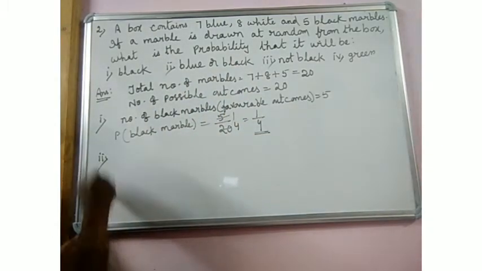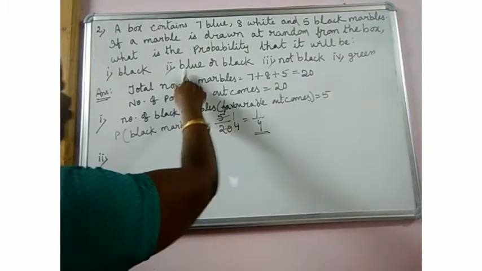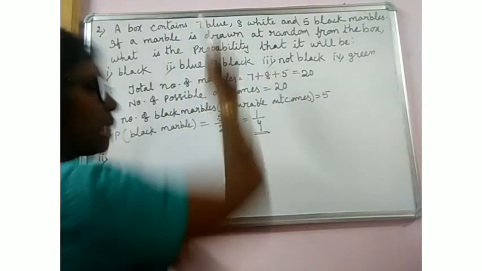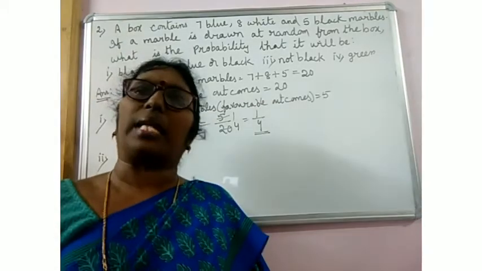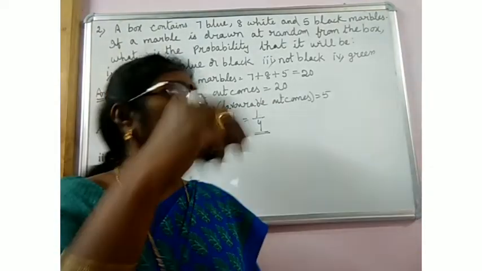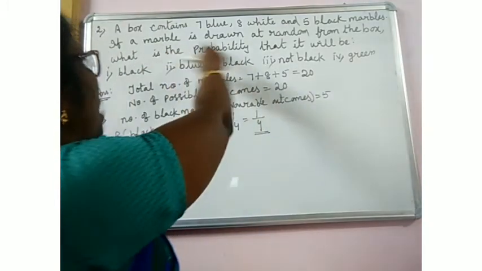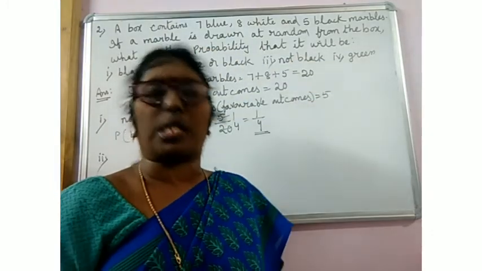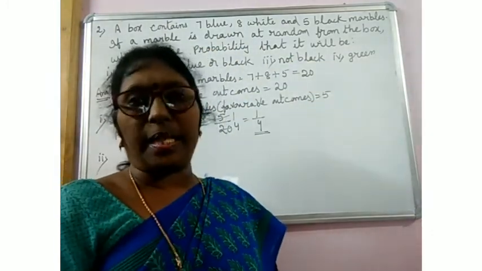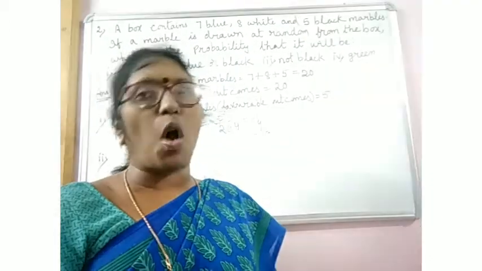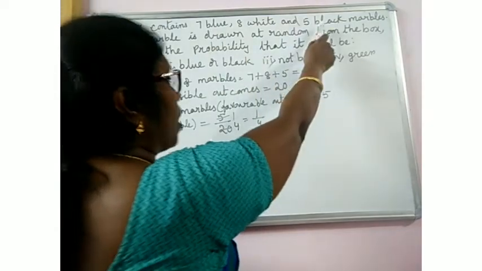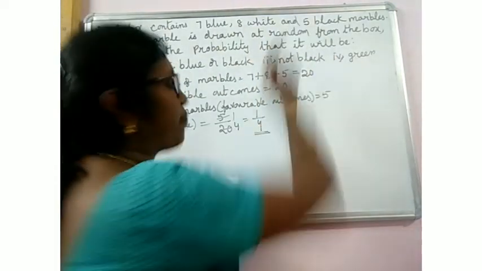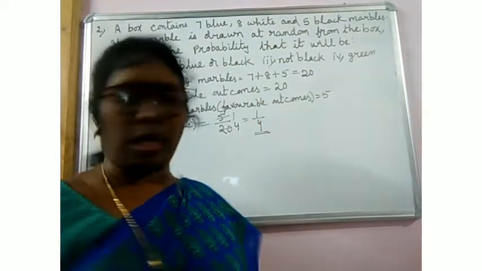Now your second bit is blue or black. Total 20 marbles are there in the box. When a marble is drawn at random from the box, what is the probability of getting a blue or a black marble? So blue marbles are 7, black marbles are 5. 7 plus 5 is the favorable outcomes.